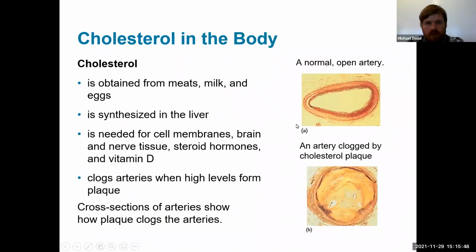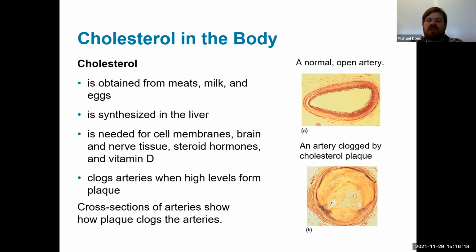So now you probably have heard of cholesterol because you know that there are some health challenges that can occur when you have cholesterol buildup in your body. Cholesterol comes from animal fats usually, so meats, milk, and eggs, and it's synthesized as well in our livers. Cholesterol is a really important part of cell membranes, nerve and brain tissue. It's used to make other steroid hormones. It's part of vitamin D.